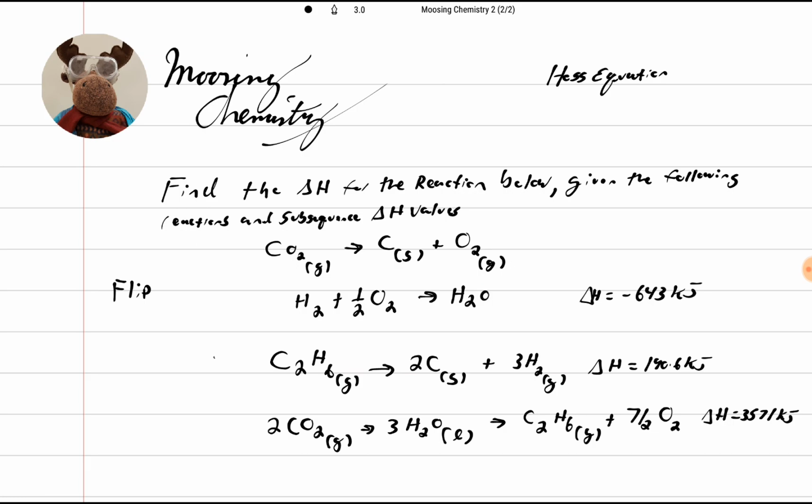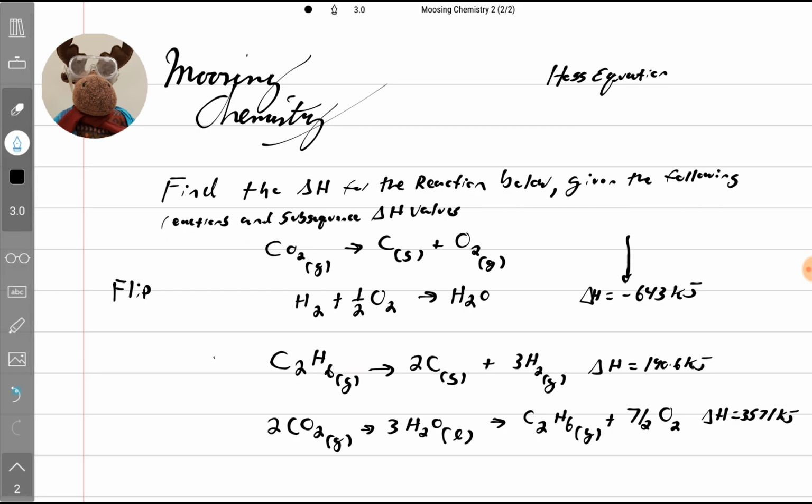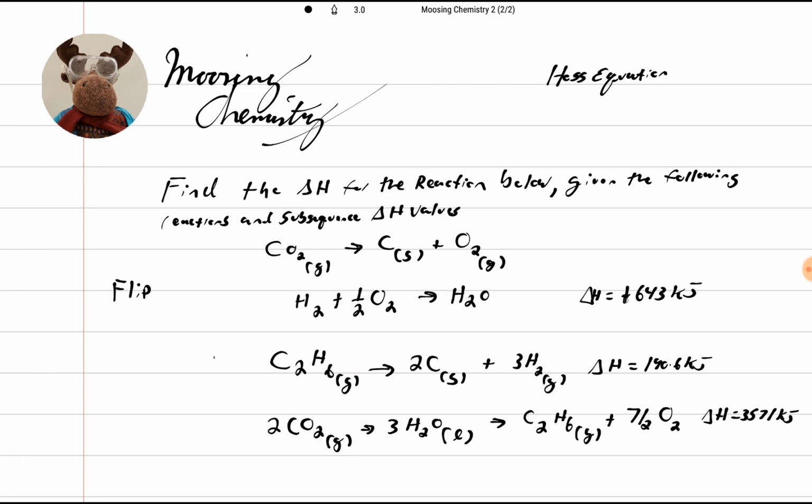Now when we flip this equation, we also have to change that sign from negative to positive. So we change the sign and make that a positive. Now let's see here. We want to make sure we can get rid of everything we need to get rid of.